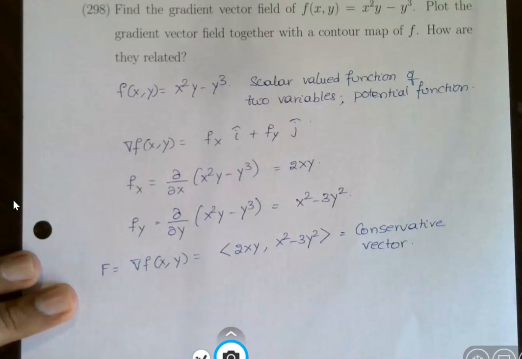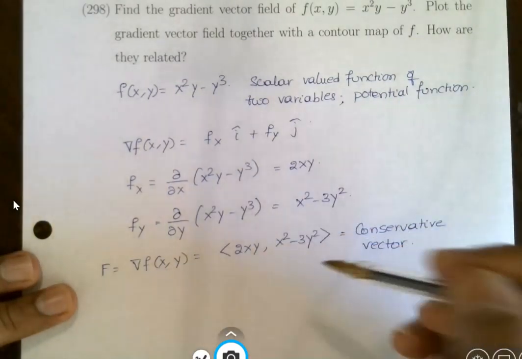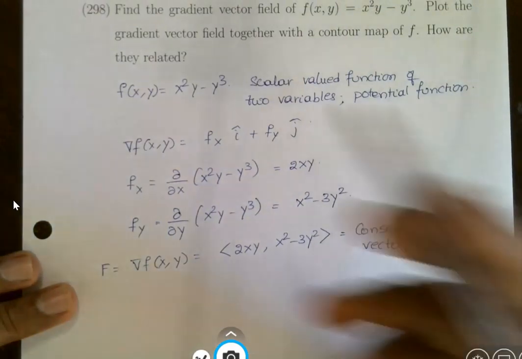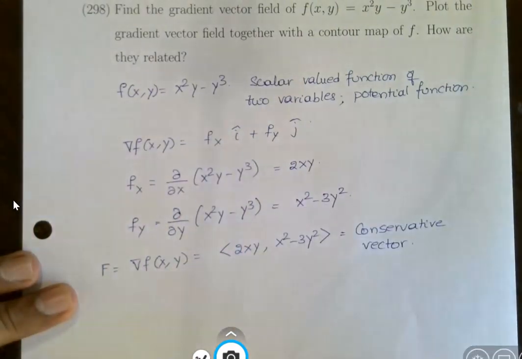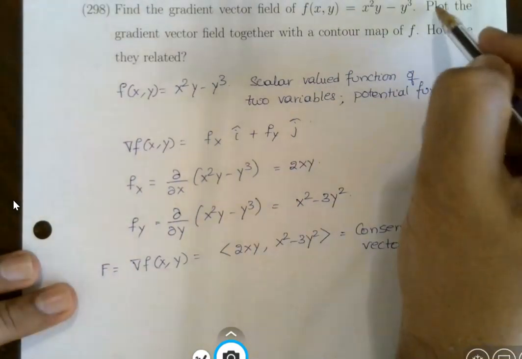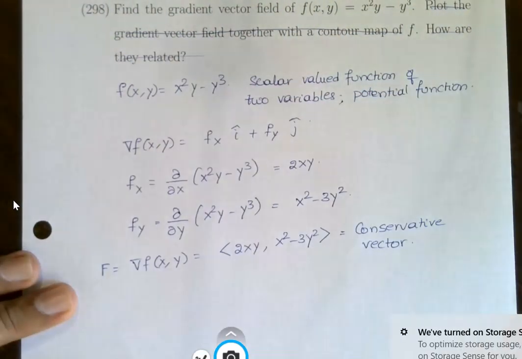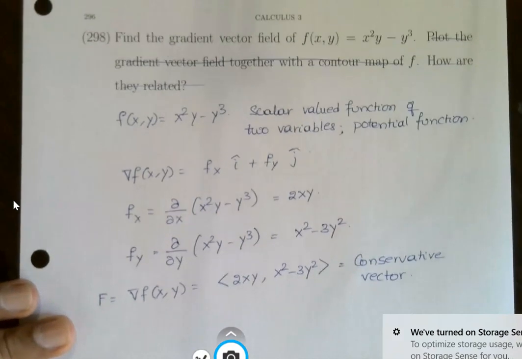Now if you find the dot product and it goes to 0, then you can say that the potential function and the gradient are orthogonal. But in this case I don't see that happening, so I'm not going to do anything. You can ignore graphing the contour and how they are related. You just find the gradient of the vector field.